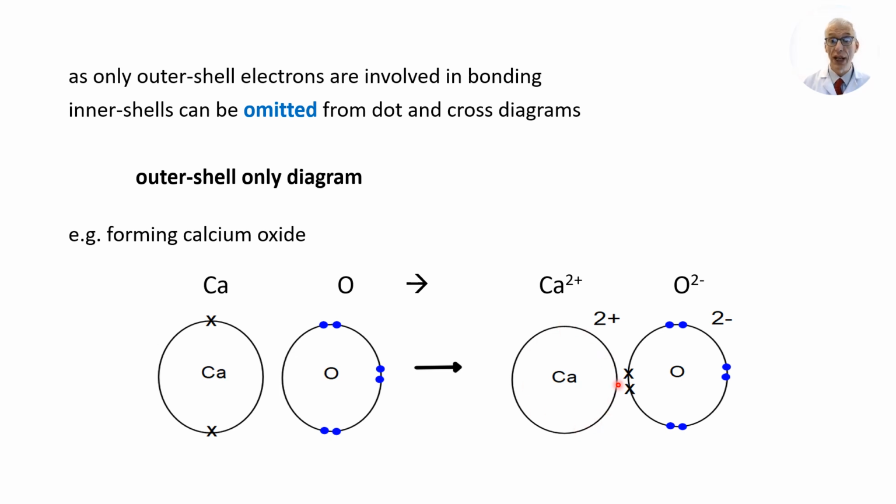You can either draw the outer shell with no electrons and a 2+ charge, or you can move to an inner shell with 8. Most examiners prefer to see no electrons in the outer shell, although they usually allow the alternative. 2+ ion, it's lost 2 electrons. Oxygen, outer shell only, had 6, now has gained 2, has 8. So there we have the outer shell only electron arrangements for calcium and oxygen forming calcium oxide.